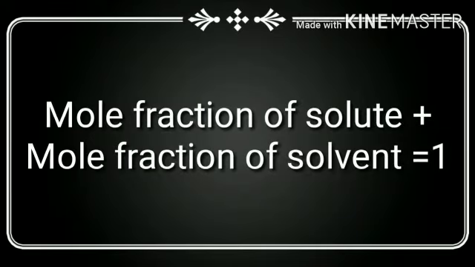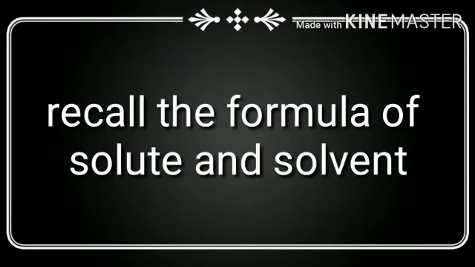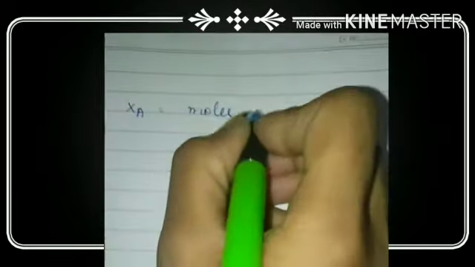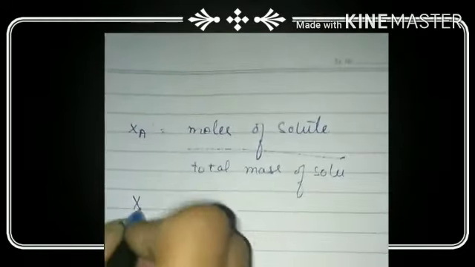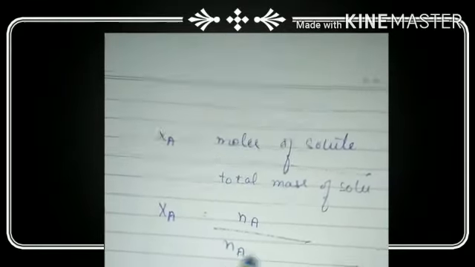Molar fraction of solute plus molar fraction of solvent equals 1. To derive this, firstly recall the formula of solute and solvent. X of A, the solute, equals the number of moles of solute upon the total moles of solution. Moles of solute is denoted by n of A and total moles of solution is denoted by n of A plus n of B.